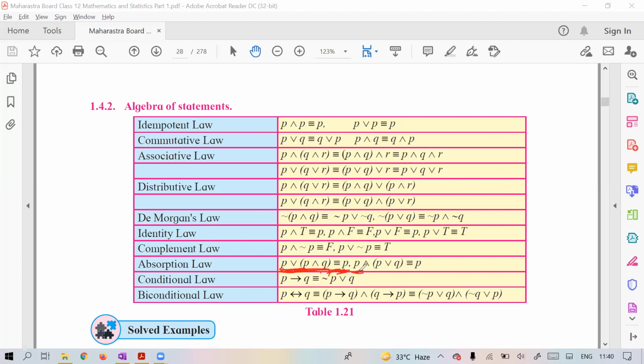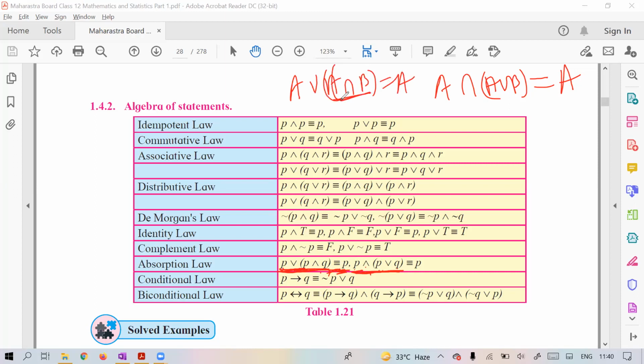And P and (P or Q). It is like A intersection (A union B). If you know set theory, then you can simply notice it that way also. So this comes to A only. And the last one was A union (A intersection B). That is nothing but A only, because this is a subset. So you can relate it to set theory, then it will help you to remember easily.